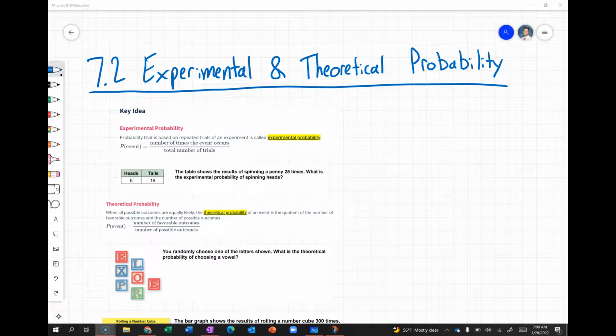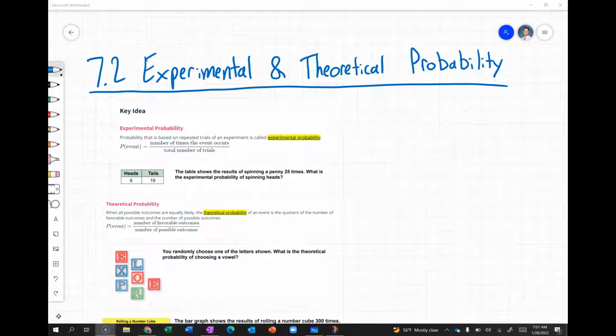In this video, we are looking at experimental and theoretical probability. You've probably heard about this before and seen it. In a nutshell, experimental probability is what actually happens during an experiment, whereas theoretical probability is what should happen in all likelihood based on how likely something is to happen.